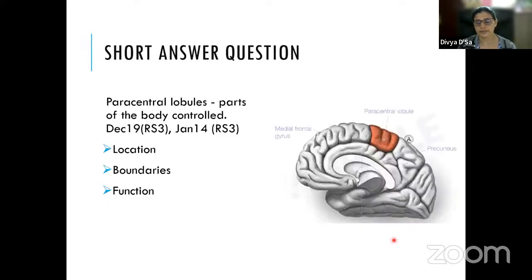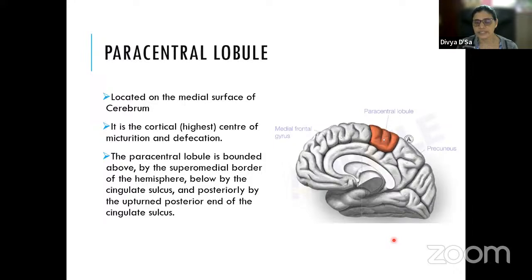Then short answer: one is the paracentral lobule. This is also a commonly asked question, asked in 2019 and 2014 in the paper. Here you answer it very briefly: its location, boundaries and function. It is located on the medial surface of the cerebrum. It is the highest cortical center for micturition and defecation.